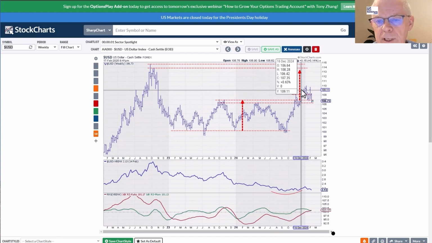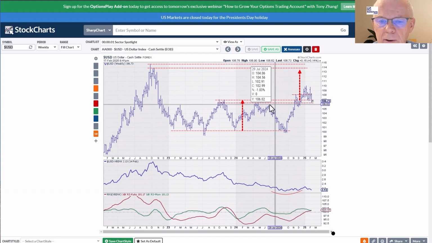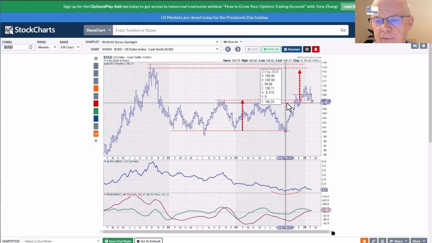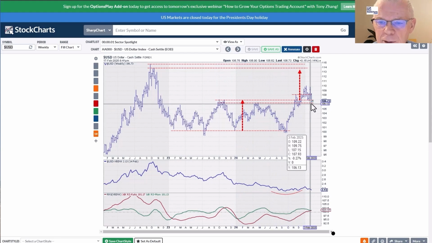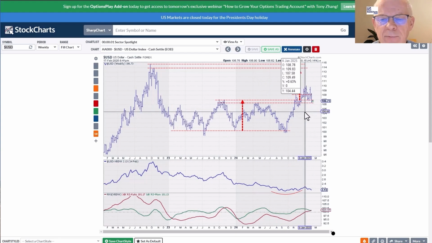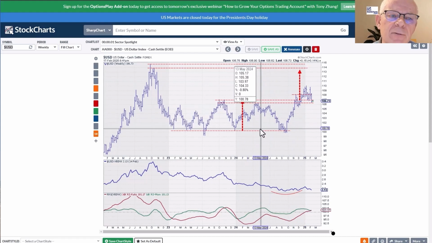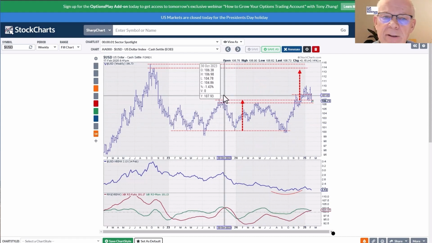So we saw the initial rally and we're now testing the old resistance area as support. So this is a very important support area for the US dollar. We should not drop back below 106.30 and 106. That would sort of void the positive outlook for the US dollar, so be careful about that.